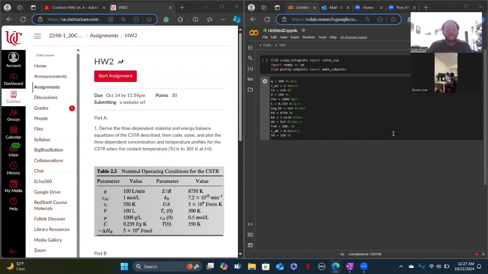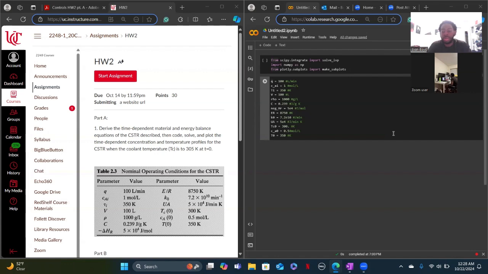Our flow into the tank is equal to 100 liters per minute. Our initial concentration is equal to 1 mole per liter. Our concentration going into the system is 1 mole per liter. The temperature going into the system is 350 Kelvin. Our volume of the system is 100 liters. Our density of the liquid in general is 1,000 grams per liter. Our specific heat capacity is 0.239 joules per gram Kelvin. Our enthalpy is 5 times 10 to the 4th joules per mole.